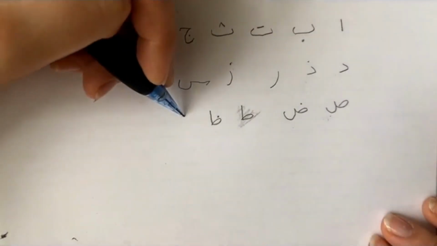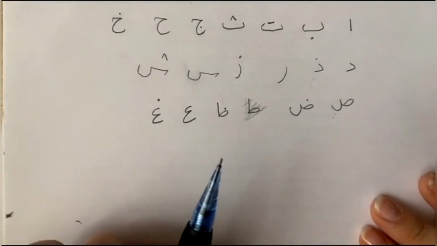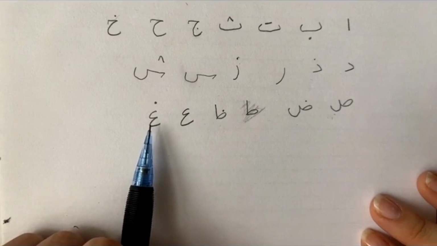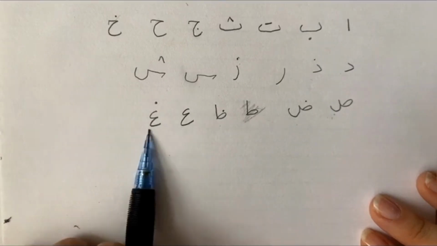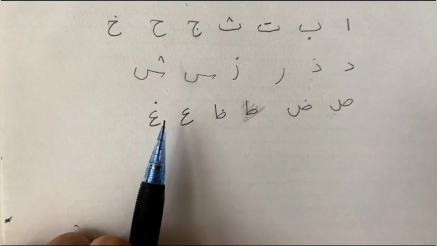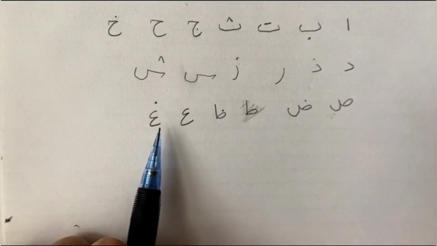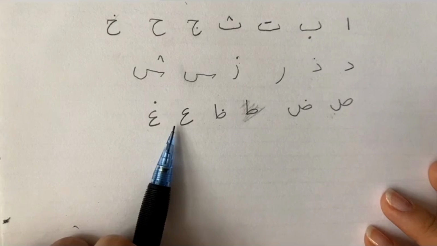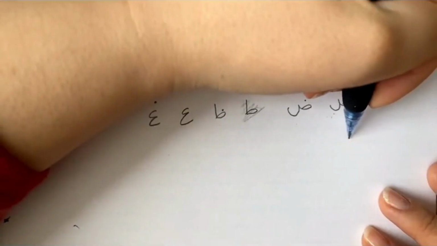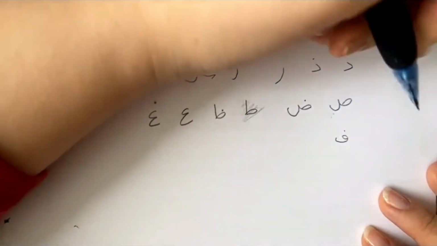Afterwards, here are two letters that are pretty unique. Ain, and the second one is ghain. They're very similar. It has more of a GH rolling sound. It's kind of hard to put into words, but you will probably hear speakers say it a lot more softly.